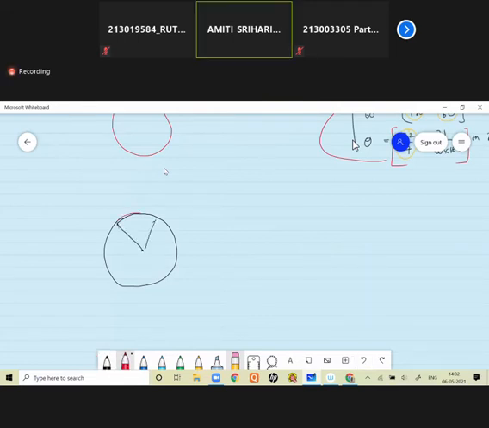Length of arc, what are you telling? Theta by 360 into 2 pi r. That means for 360 degrees, what length are you getting? 2 pi r is the length. Yes, sir.